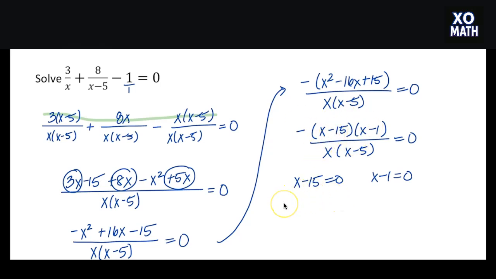So if I add the 15 to the other side, I get x equals 15. If I add 1 to the other side, I get x equals 1. So my two solutions are 1 and 15. And a quick check that those values do not make the denominator equal 0, and they do not. So they really are values that will make the original equation equal 0.